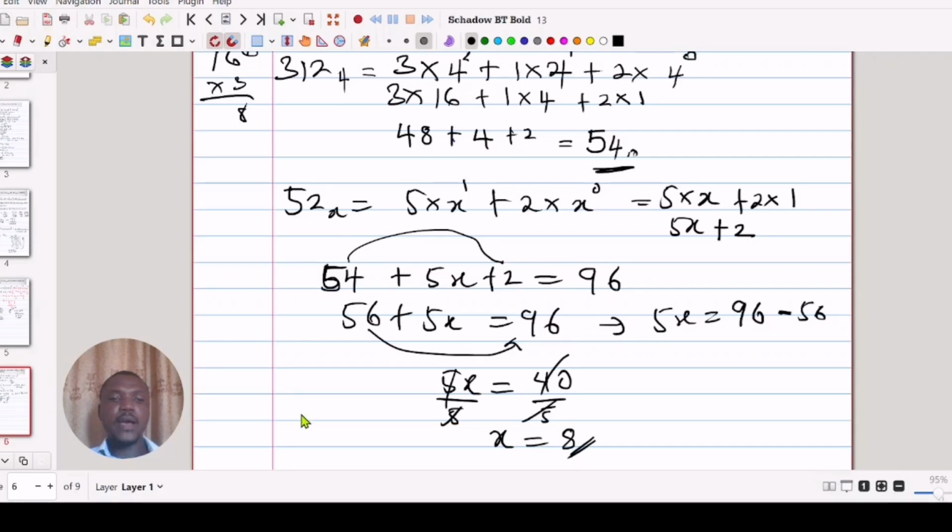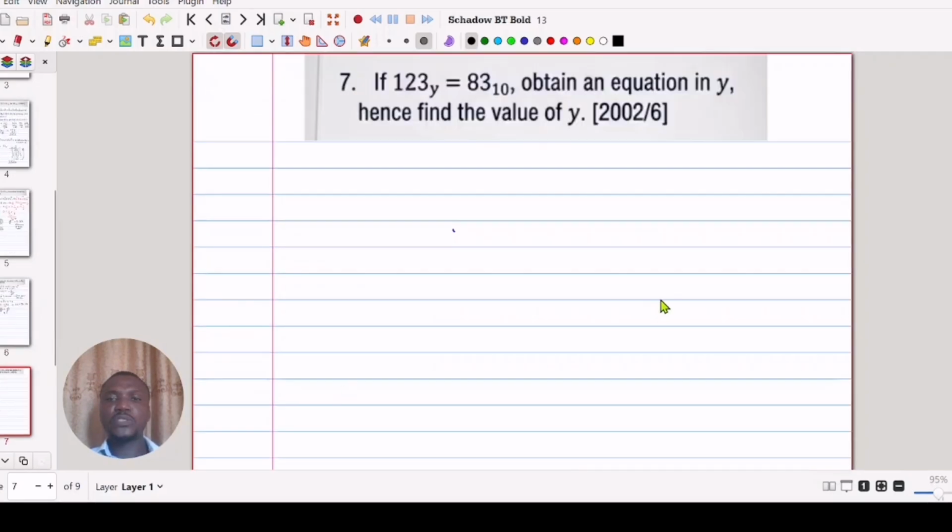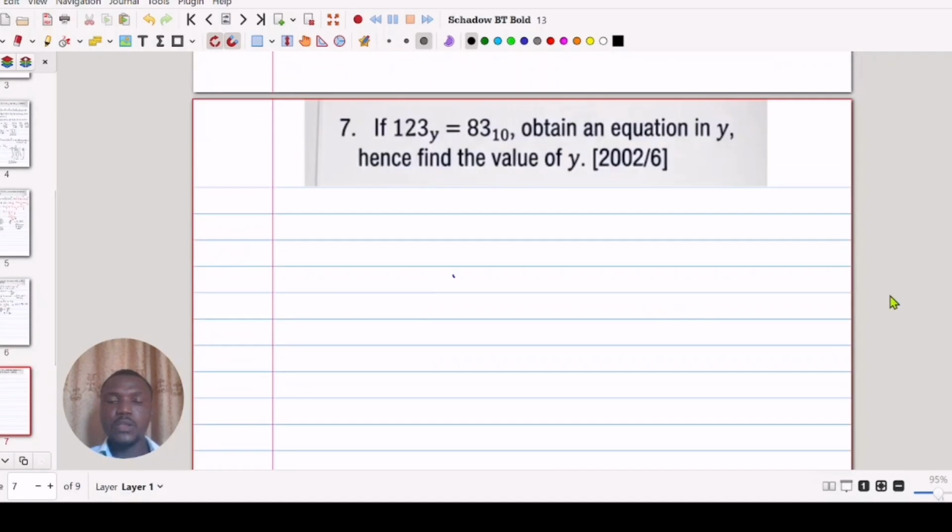So let's go to our next question, which is question 7. Well, it says that 123 base y equals 3 base 10. Obtain an equation in y and find the value of y.